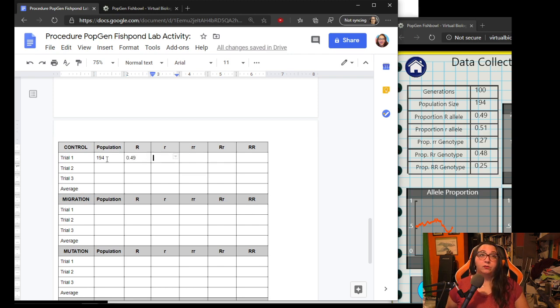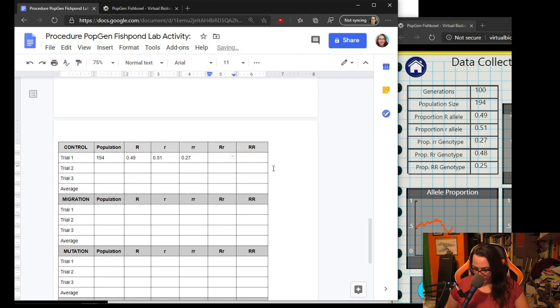0.49. Do not forget those are decimals. Make sure you put them in. 0.51. Notice that that adds up to 1. 0.49, 0.51, total up to 1. You'll see the same thing with these three. They add up to 1. And that's part of that Hardy-Weinberg equation that you saw in the textbook yesterday, and that was part of the extra credit as well.